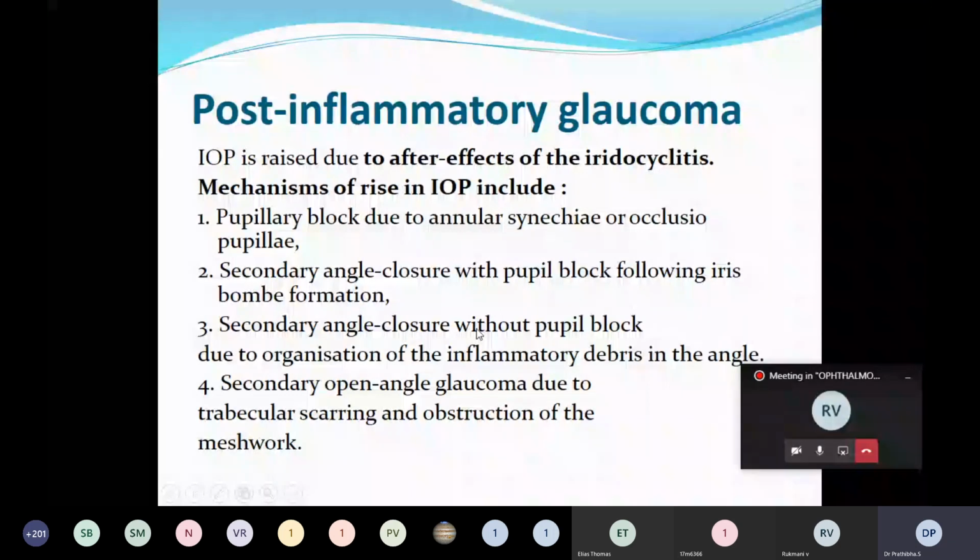Okay, so just a clogging of the trabecular meshwork can lead to open angle. But if it forms a membrane and this inflammatory debris contracts, this causes angle closure glaucoma.